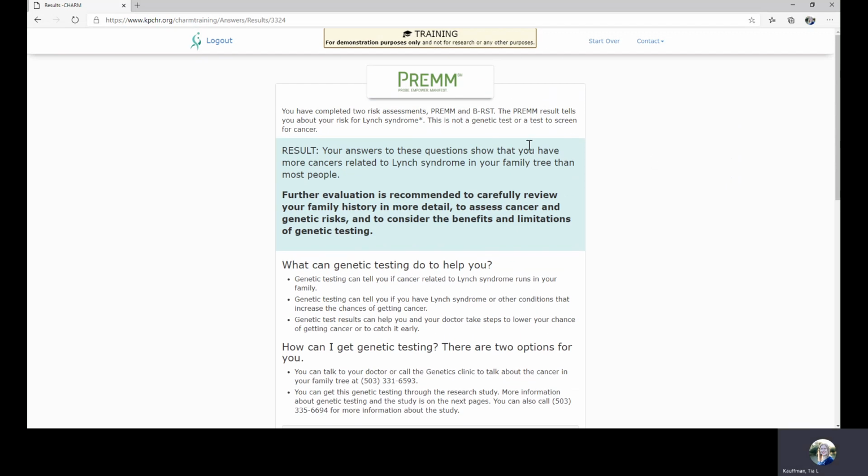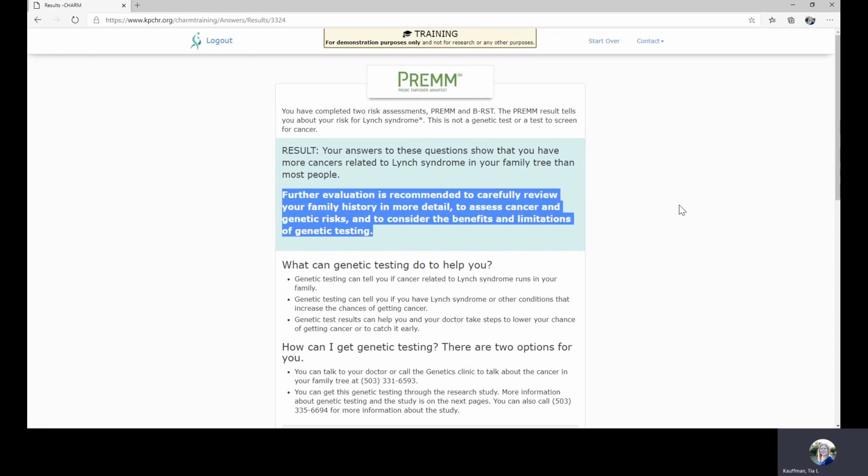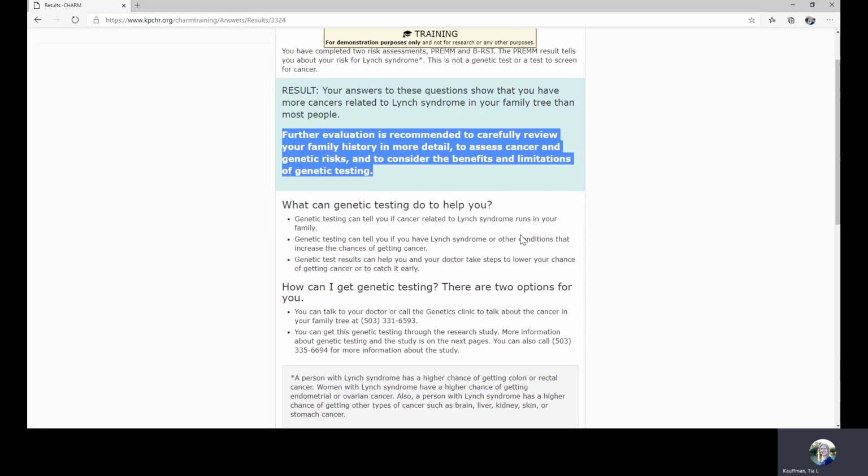So this gives you your output for the PREM. Again, this language was heavily driven by institutional review board requirements. For your own institution, you could put whatever language that you wanted in here. This is our strongest worded outcome here. So further evaluation is recommended to carefully review your family history in more detail, to assess cancer and genetic risks, and to consider the benefits and limitations of genetic testing.